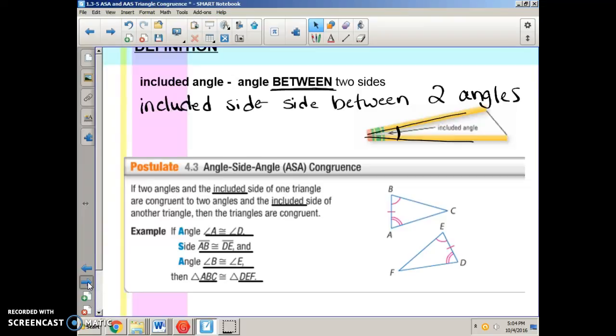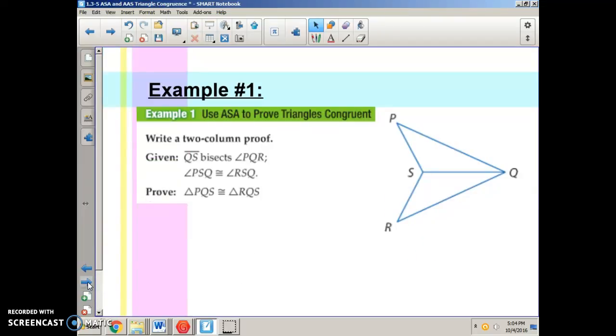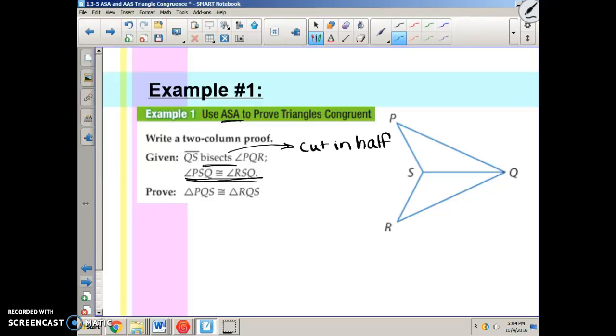If you need to pause, do so. Alright, so let's get to the actual proofs. Okay, so I'm looking for ASA because I know that's what I'm practicing today. Alright, so QS bisects angle PQR. Alright, well bisects, remember that means cut in half. Hopefully that's what you were thinking in your brain, because we've talked about that a couple times today. We'll get back to that in a minute, but let's make sure this guy is filled in on our diagram.